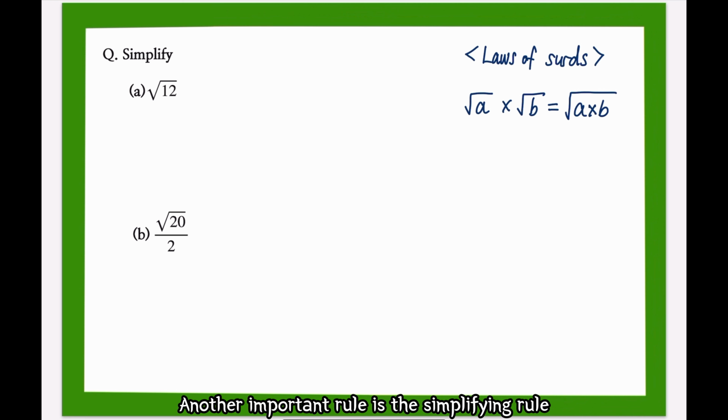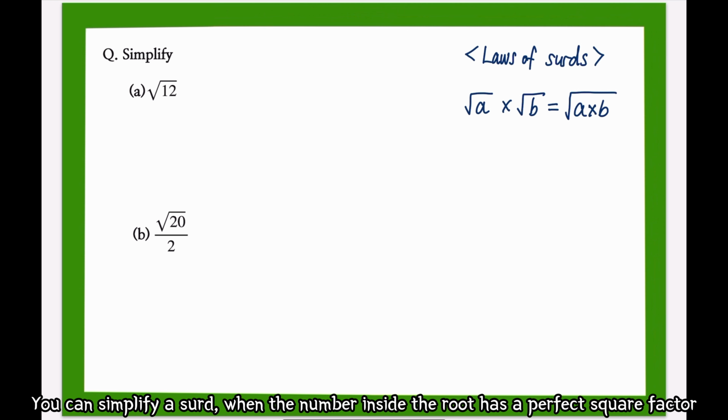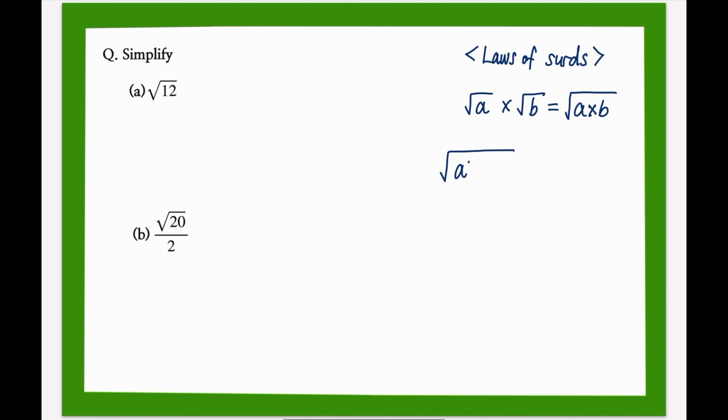Another important rule is the simplifying rule. You can simplify a surd when the number inside the root has a perfect square factor. For example, root A squared times B is equal to root A squared times root B, which is A root B.